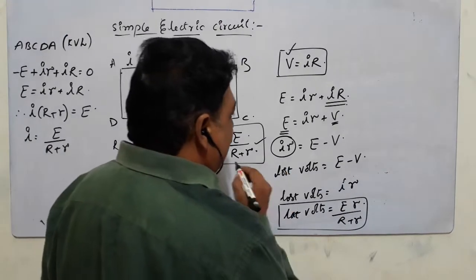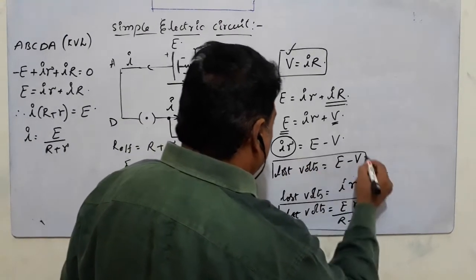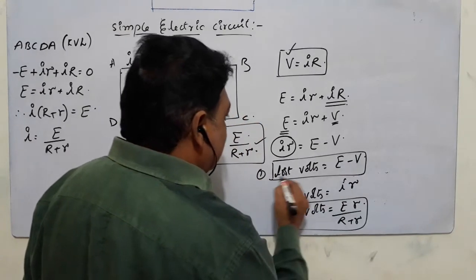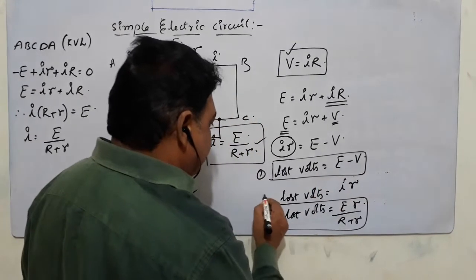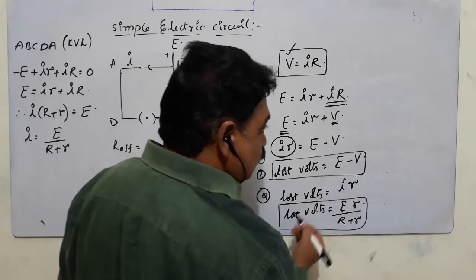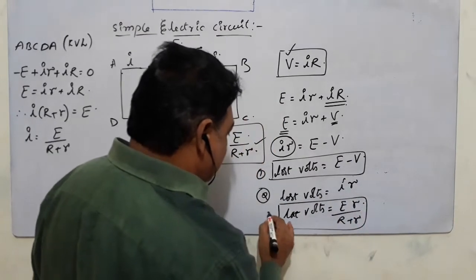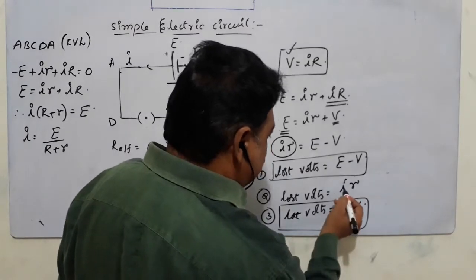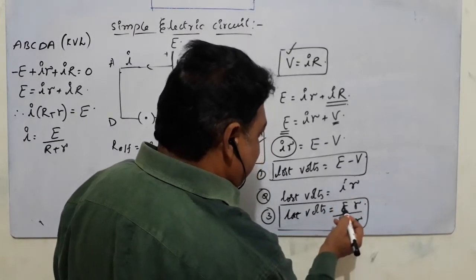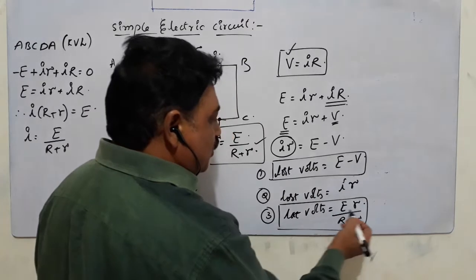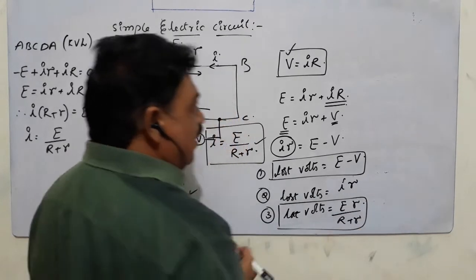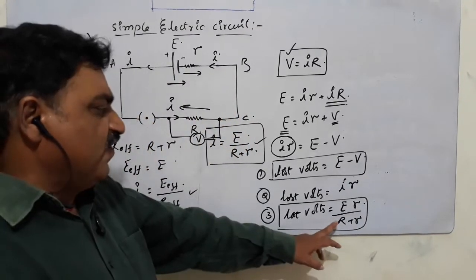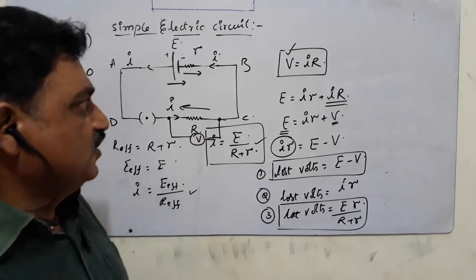So there are different formulae for lost volts. The first formula is lost volts E minus V. The second formula is lost volts I into small r. And the third most important formula is lost volts: in place of I, you are taking E by R plus r. So E r by R plus r is another formula for this lost volts.